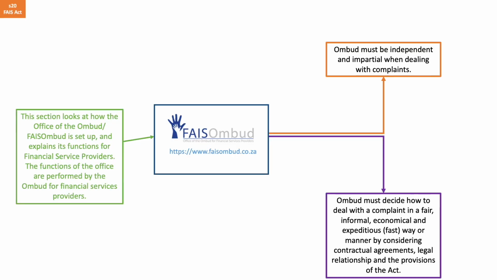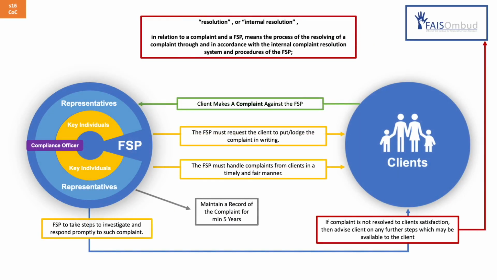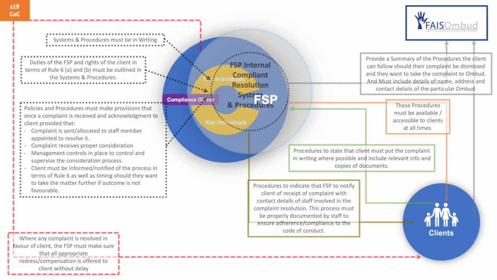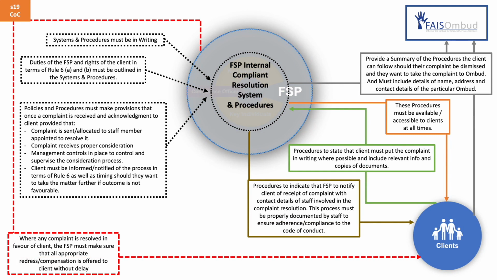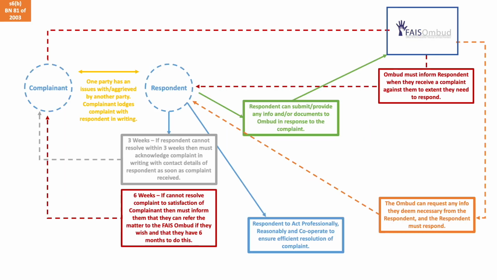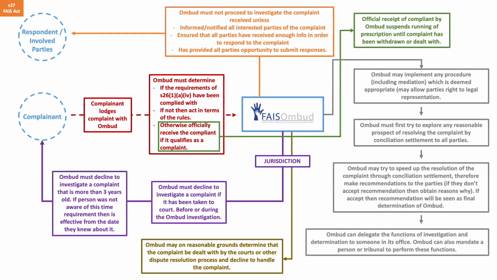So let's go through a final overview of what has been covered. Firstly, we looked at the establishment of the Office for Financial Services Providers, known as the FAIS Ombud. We then went through the complaints process between the client and the FSP. We then covered the internal controls and procedures that need to be in place at the FSP to deal with the client's complaints. Then we covered the time required for the FSP to deal with the complaint, and then when the complainant can proceed to lodge the complaint with the FAIS Ombud. And then lastly, we went through the process the FAIS Ombud must follow when receiving and dealing with a complaint.